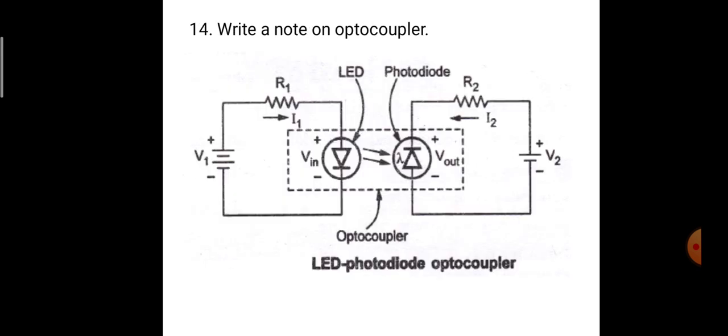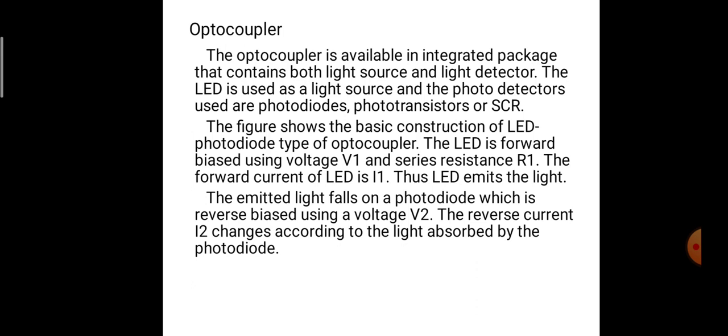14th question. Write a note on optocoupler. The figure shows the LED photodiode optocoupler. Now we are discussing the optocoupler. The optocoupler is available in an integrated package that contains both a light source and a light detector. The LED is used as a light source and the photodetectors used are photodiodes, phototransistors or SCR. The figure shows the basic construction of the LED photodiode type of optocoupler.